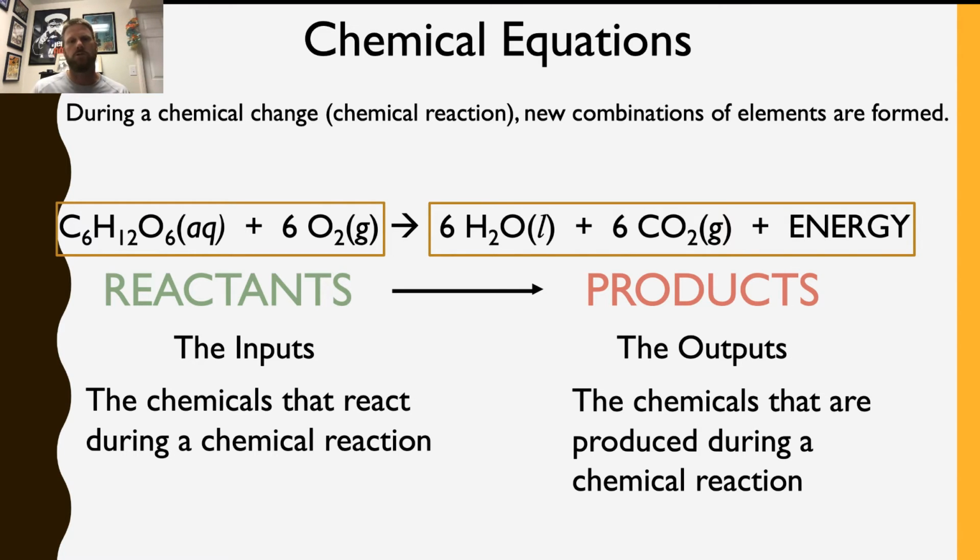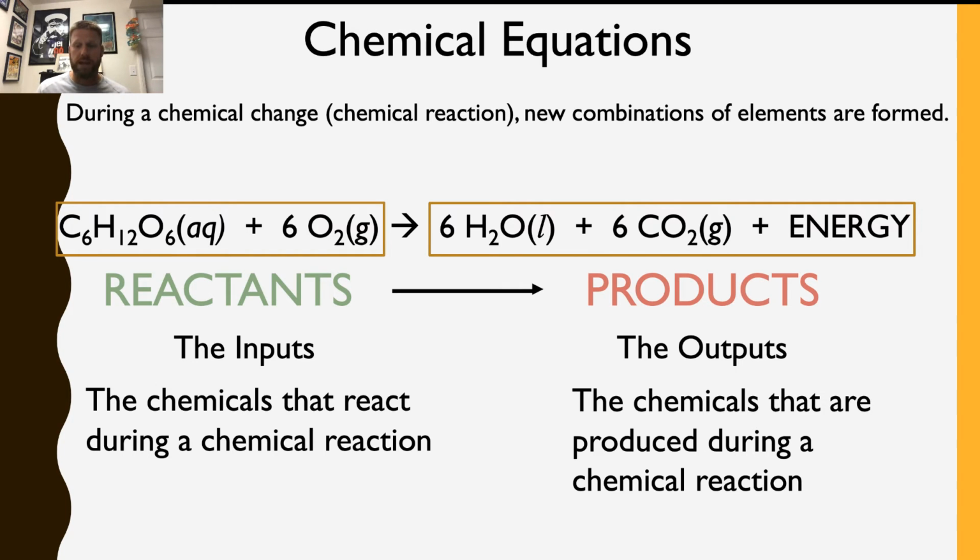So if I was going to interpret this chemical reaction from left to right, from reactants to products, what I could say is we have 1 molecule of glucose, which is dissolved in water, reacting with 6 gaseous molecules of oxygen to form 6 liquid water molecules plus 6 carbon dioxide gas molecules and a bunch of energy. That is exactly what this chemical equation is saying.